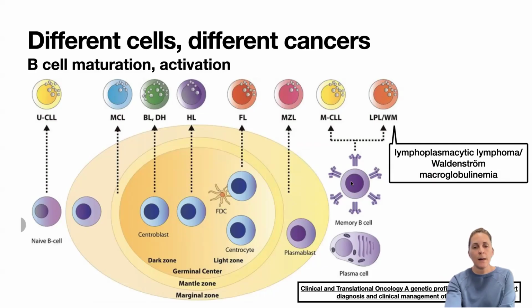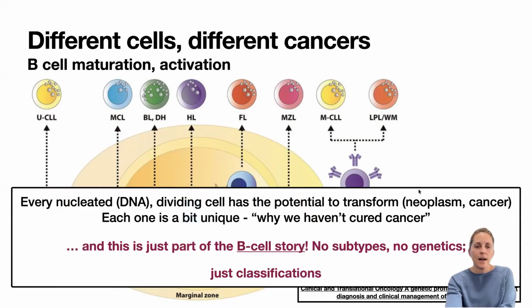And then we have our memory B cells and our plasma cells, which are fully activated, long-lived immune cells. And these ones can lead to lymphoplasmacytic lymphoma and Waldenstrom macroglobulinemia. So different B cells can lead to different cancers. And this doesn't even get into subtypes and genetics, because there are different subtypes for unmutated chronic lymphocytic leukemia. This is one of the leukemias that I was looking at. This is the space in which I spent my postdoc, where we focused on the different CLL subtypes.